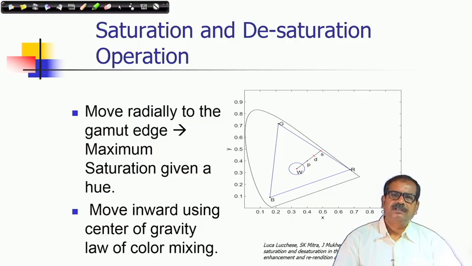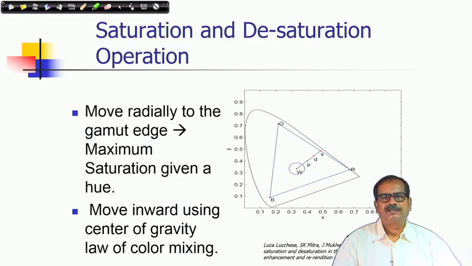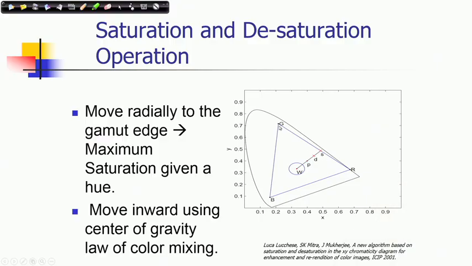So, one of the interesting operations from the processing point of view is called saturation and desaturation operation. So, let us understand this particular operation. As we can see, given a color image, we can represent the color of any pixel by getting them into this color gamut.